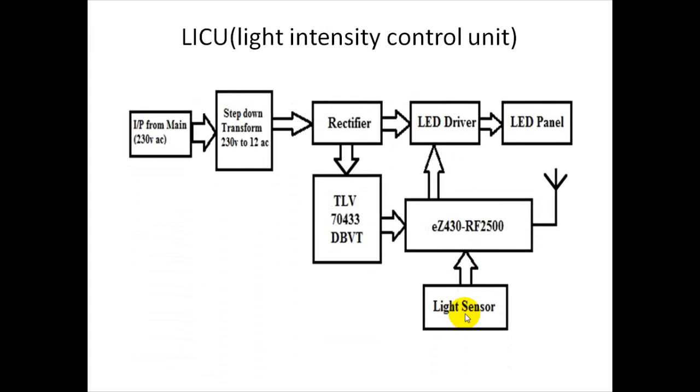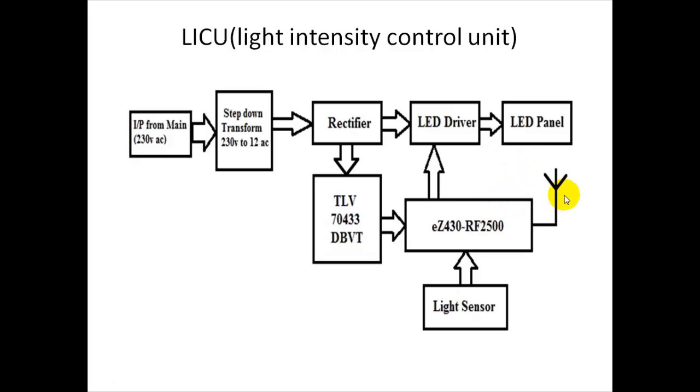This is the block diagram of the LICU, which is installed at each and every room. Input comes from the 230 volt AC mains, which is stepped down by a transformer, and a rectifier further makes it pure DC. The TLV70433 is a 3.3 volt voltage regulator from Texas Instruments, which is used to power up the EZ430RF2500 board. This board receives the required light intensity transmitted from the CCU and generates a control signal for the LED driver. The LED driver drives the LED panel, and the LED panel brightens up to the desired light intensity.